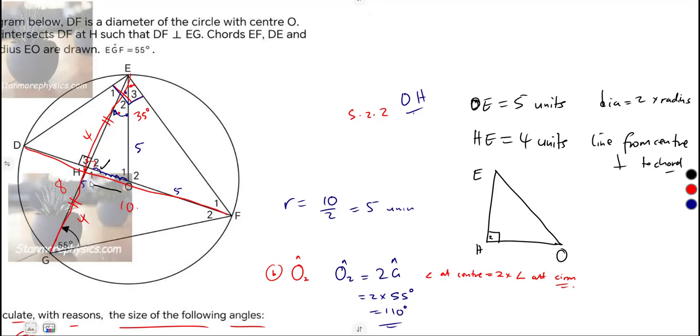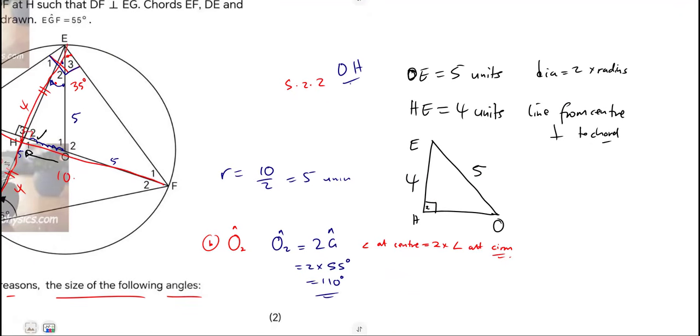From O to H, this is the one that we need. But we have O to E, which is 5 units. We have E to H or H to E, which is 4 units. So you can use our Pythagoras theorem to find the length of OH.